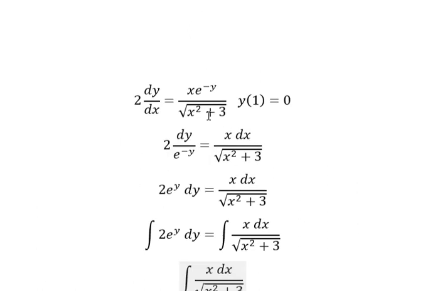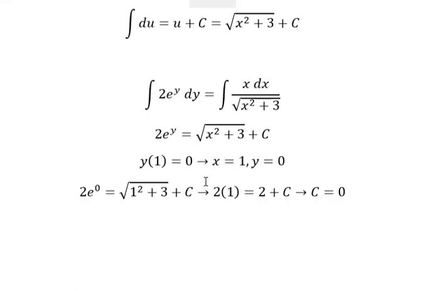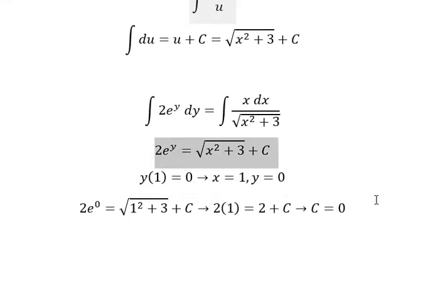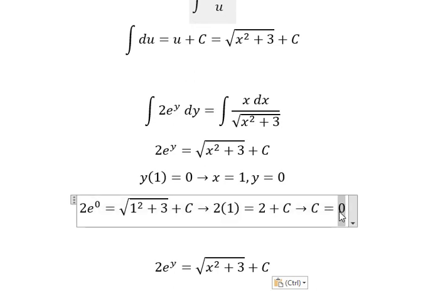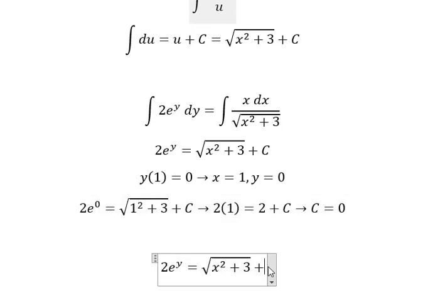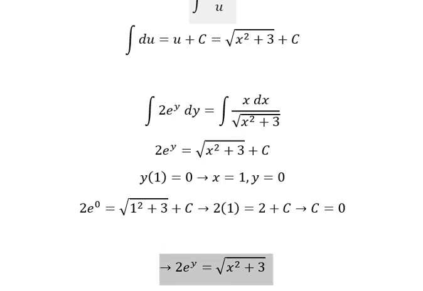And now we have the final answer. So we put c equals to number 0 on here, and we simplify. And this is the final answer.